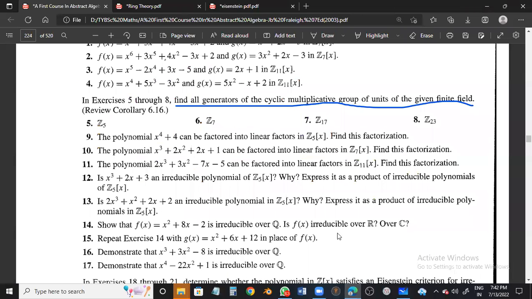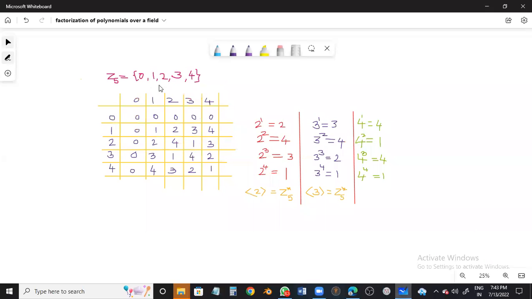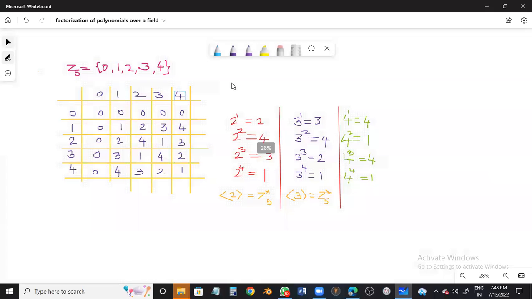Find all generators of the cyclic multiplicative group of units. So we have to go with multiplication in Z5. You can see this is our Z5, and I have written the multiplication table over here, modulo 5, of course. 0 multiplied by any number is 0. 1 multiplied by any number gives the same number, vertically and horizontally.